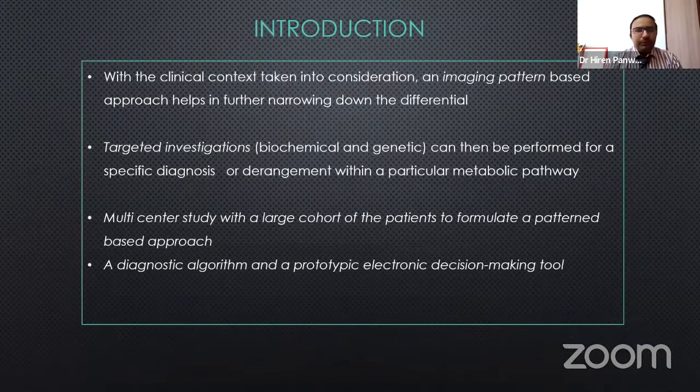Then, once we have taken this clinical context, the imaging pattern will help us in narrowing the differentials further. We'll see in subsequent slides how we can narrow them down. Based on that, we can suggest targeted investigation in certain disorders so that we can also save cost, and we can directly point out that this abnormality can be seen in certain metabolic pathways, and do tests limited to those areas.